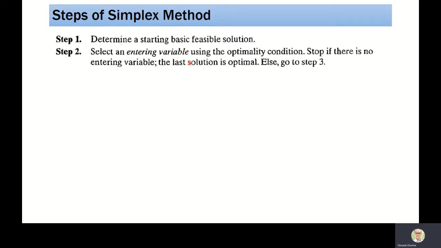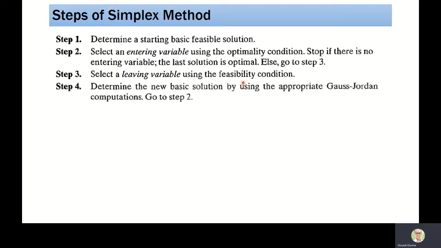Otherwise means that yes, there is a negative, there is an entering variable. If there is an entering variable, then we will look for the leaving variable using the feasibility condition. Minimum non-negative ratio we calculate. And then in step 4, we determine the new basic solution by using Gauss-Jordan computation.